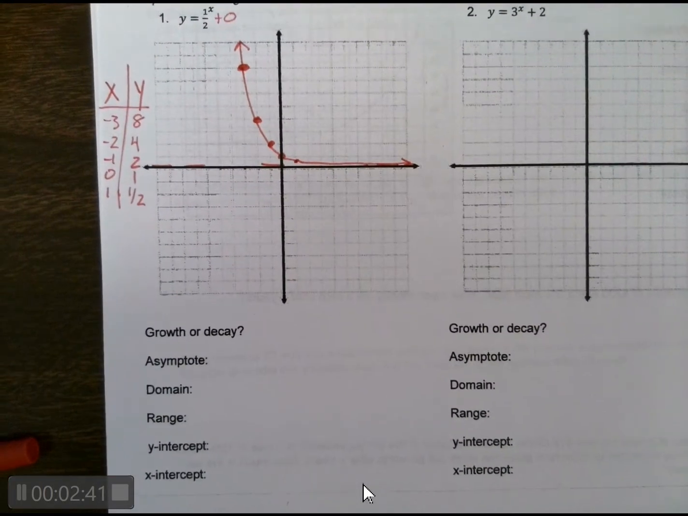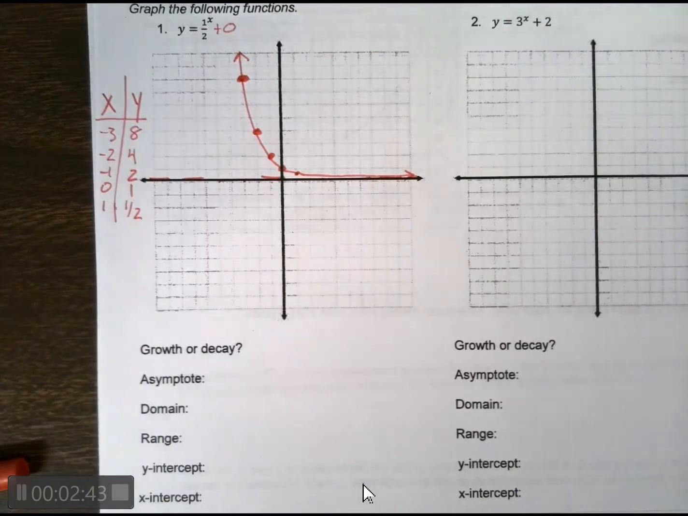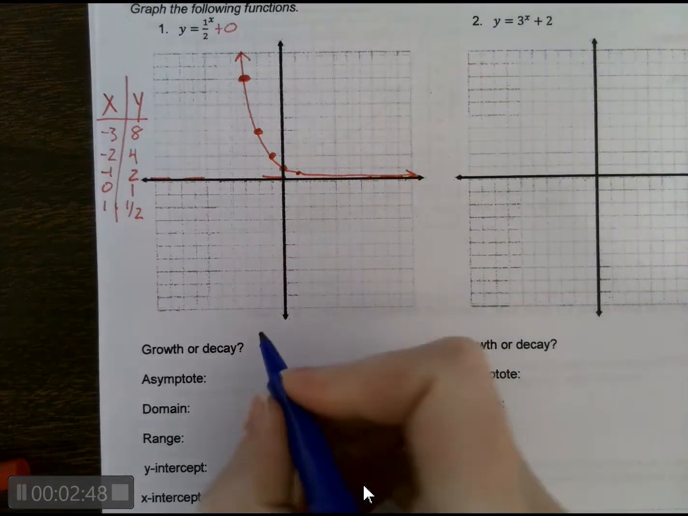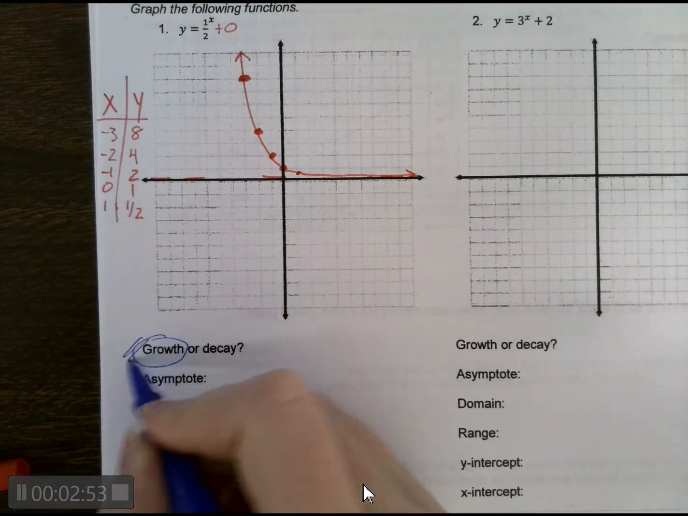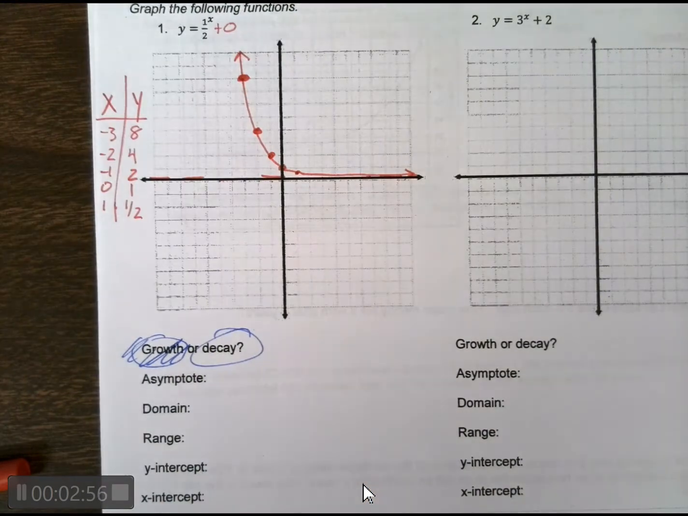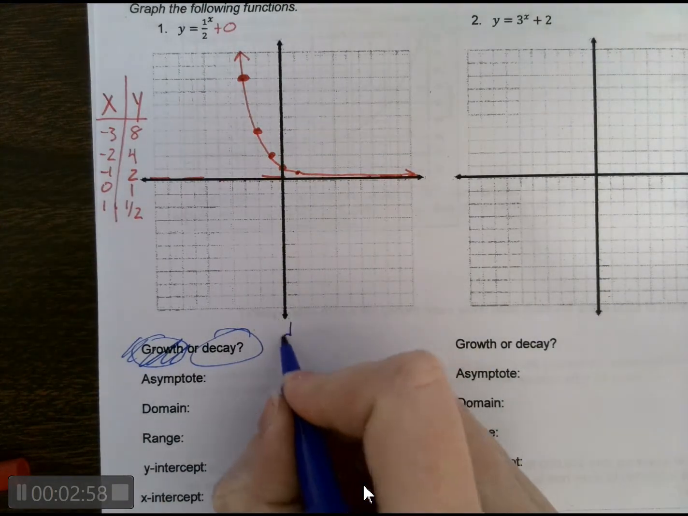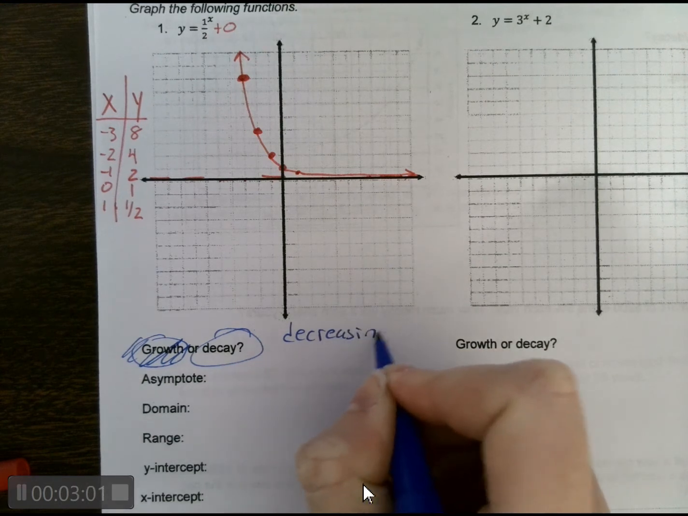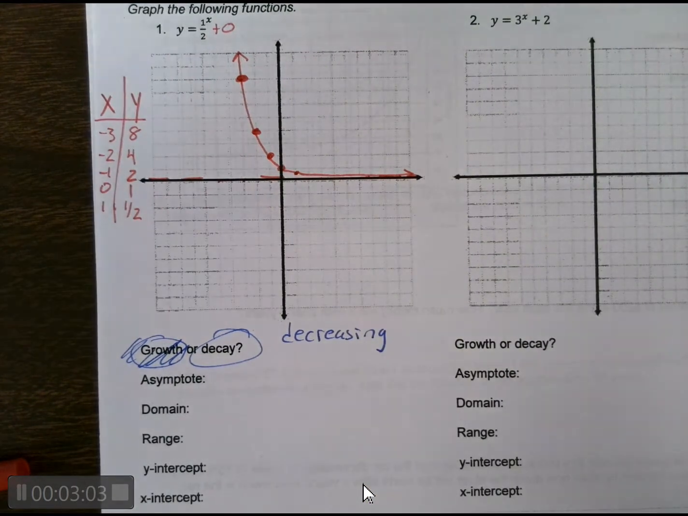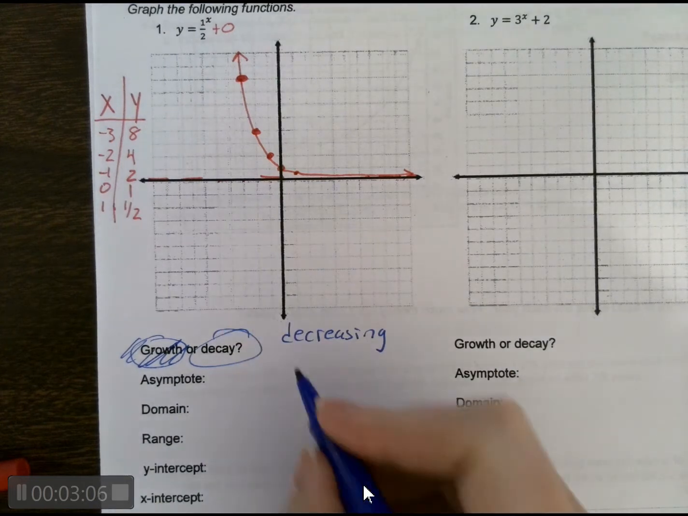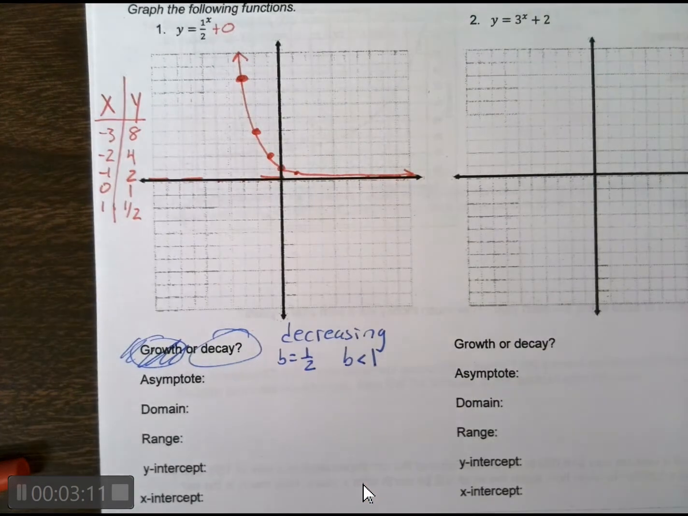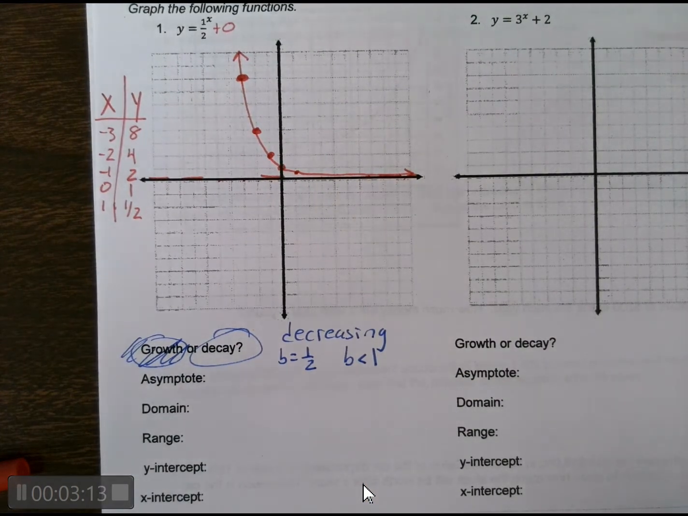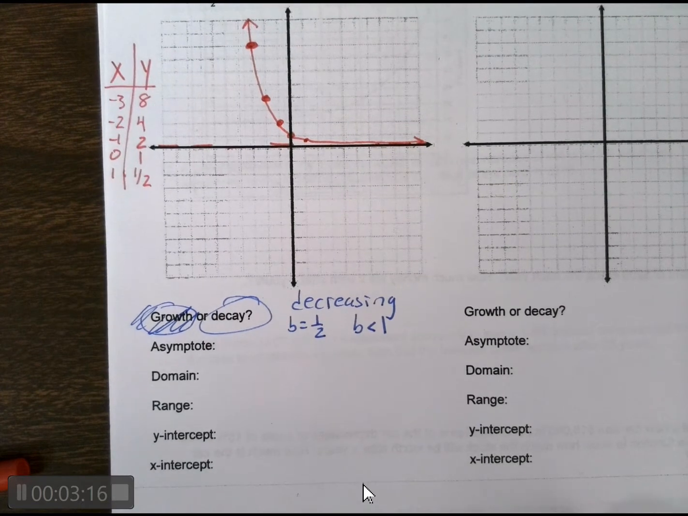So we're going to zoom out. Alrighty, so is this a growth or decay function? This is growth. But why is it growth? Oh, I'm sorry, it's decay. I was not paying attention. This is decay. Why is it decay? Because it's decreasing. Our graph is decreasing. And then looking at our equation, our b value is 1/2. So our b is less than 1. Okay?